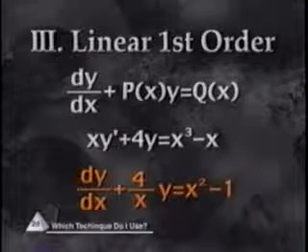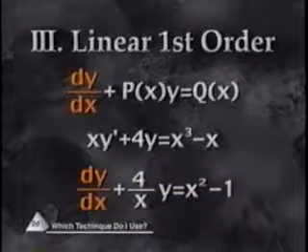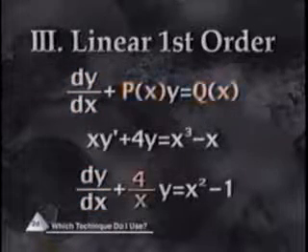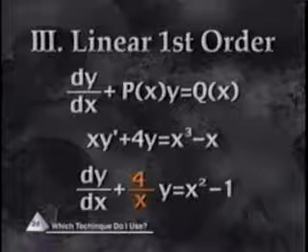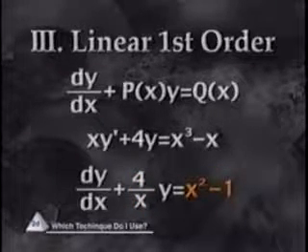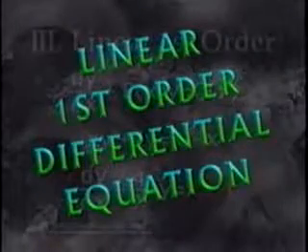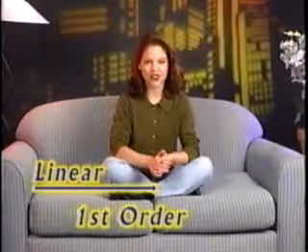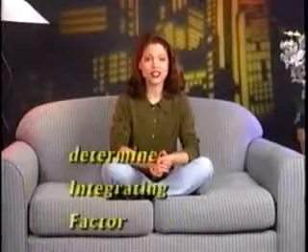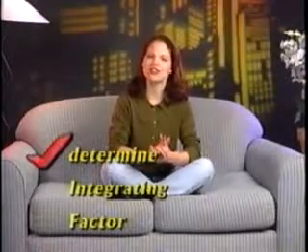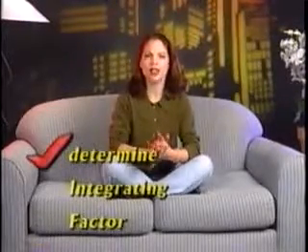This is now in the proper form. There's our dy/dx, and we can easily identify P(x) and Q(x). P(x) is 4 over x, and Q(x) is x squared minus 1. So we've definitely got a linear first-order differential equation here. Now that we've decided we're dealing with a linear first-order differential equation, the first thing we need to do is determine the integrating factor. Recall that the integrating factor is formed from a blob of primordial slime.